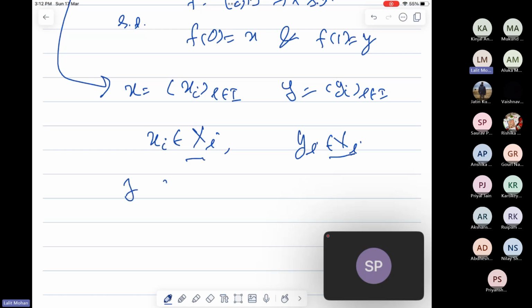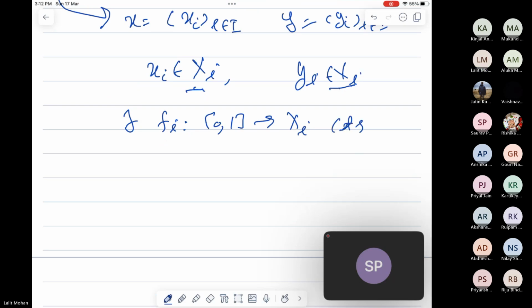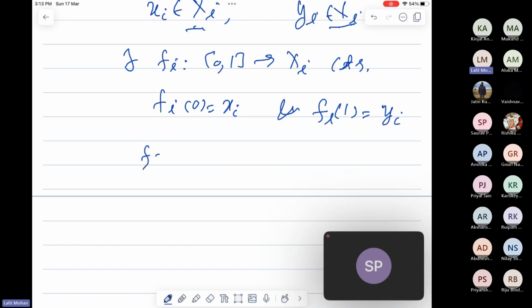So there exists a function f_i from [0,1] to X_i, not X. Say if the union is finite, X1 cross X2, so we will use explicitly X1, explicitly X2. Since it is given that this X_i is path connected, we are able to find a function which is continuous such that f_i(0) equals x_i and f_i(1) is equal to y_i. But our aim is to find a continuous function from [0,1] to X such that f(0) is x and f(1) is y.